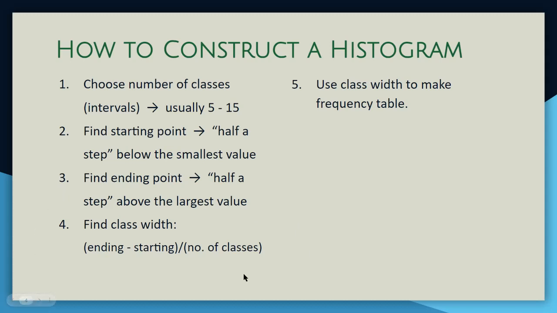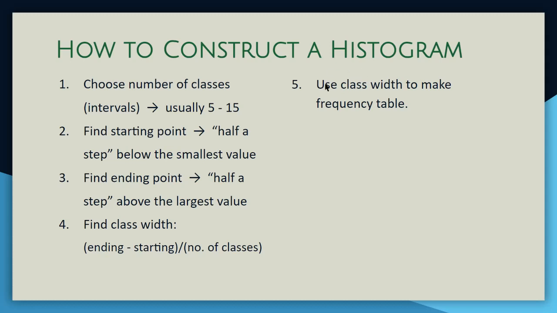In step 4, if you ended up with a number that's not a nice, pretty whole number, you can always round it up to the next nearest whole number. You don't want to round it down because then you might run out of space in your frequency table and you'll have data that doesn't get represented in your table and your histogram. So if you end up with a decimal at step 4, always round it up if you want to count by whole numbers.